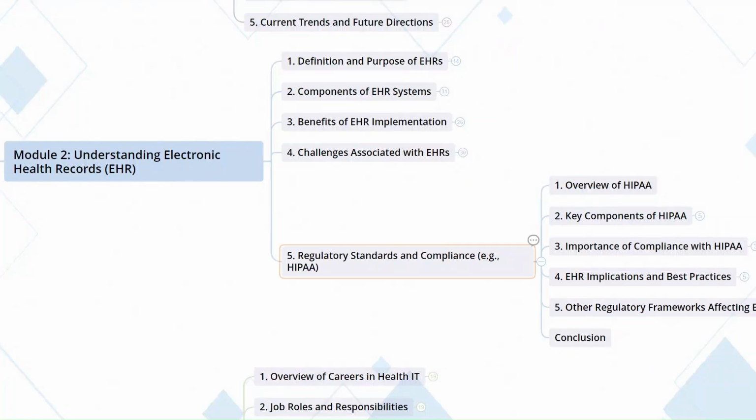Next topic, regulatory standards and compliance. Compliance with regulatory standards is a fundamental aspect of managing electronic health records, also referred to as EHR, in healthcare settings. Regulatory frameworks guide the secure handling of patient information and the implementation of EHR systems.